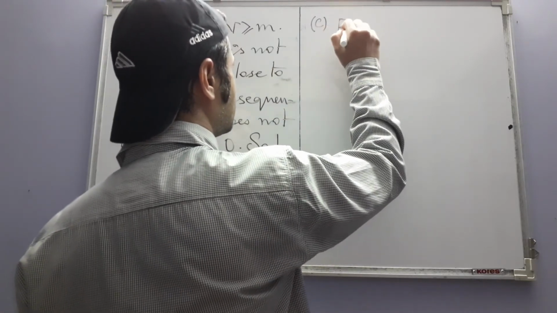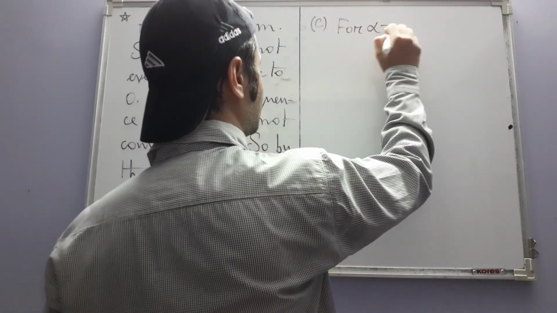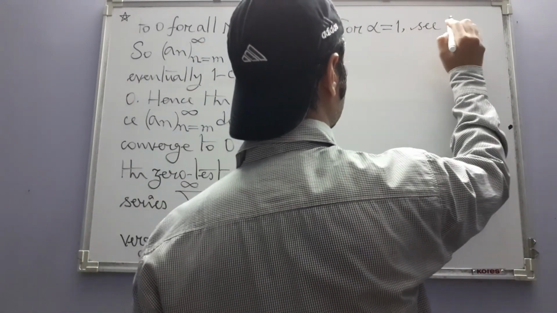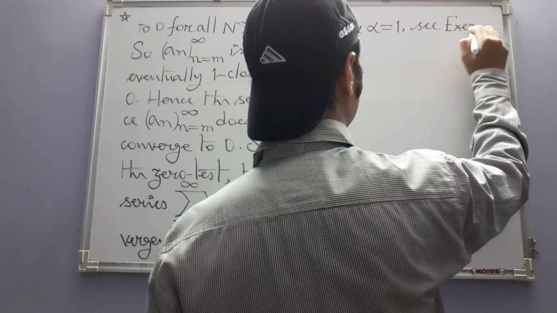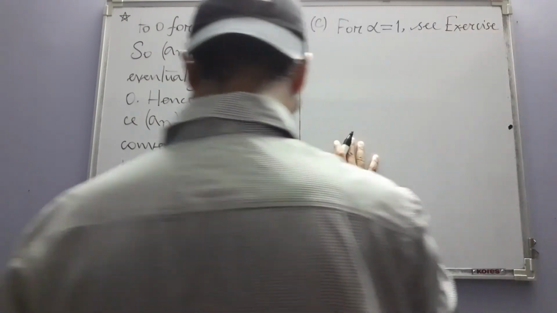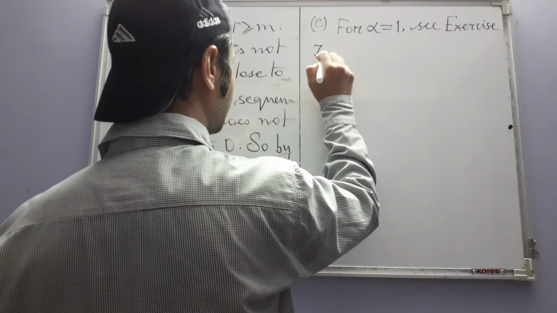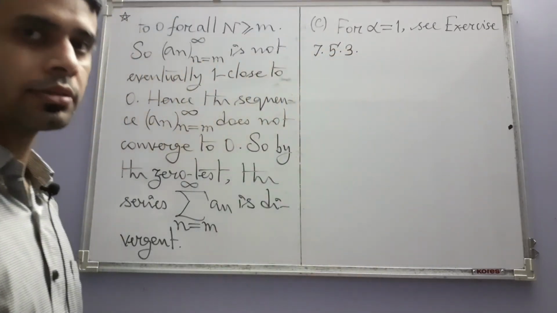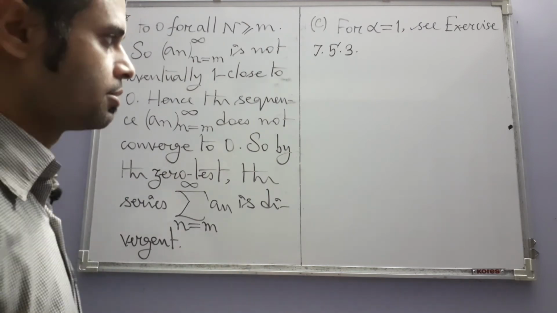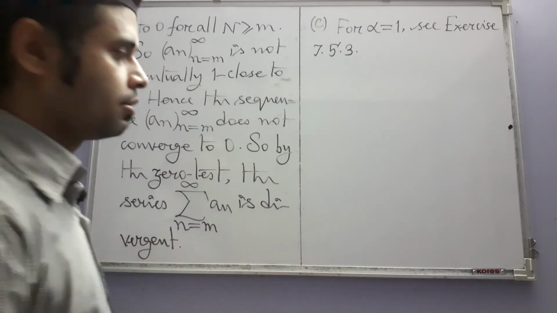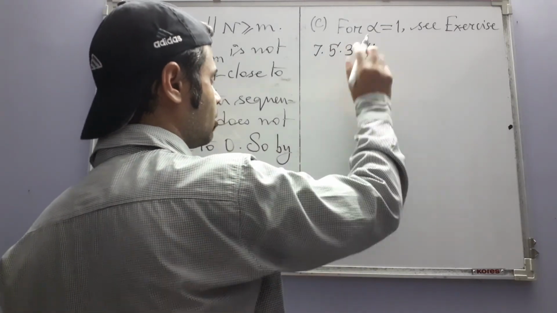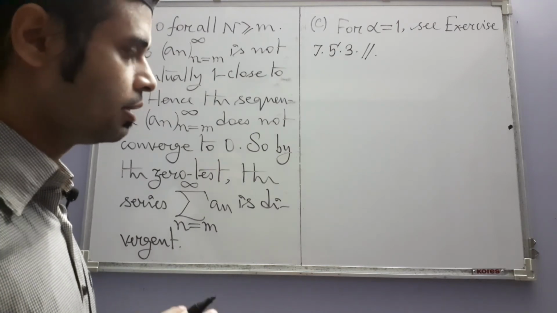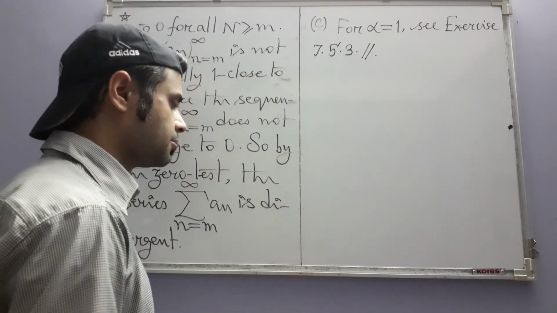For alpha equal to 1, see the third exercise, (753), which however we will solve only when we start solving the exercises. Before that there are other things. Okay, so now we have not really completed, but in this sense we have completed the proof of the root test for convergence.